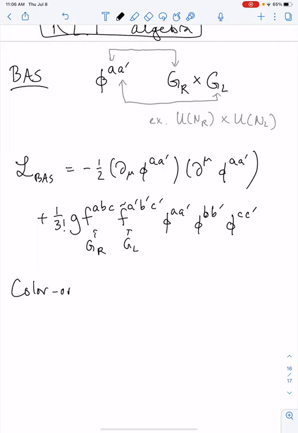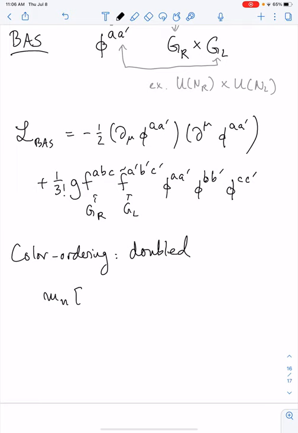The color ordering is double, in that there's a color ordering for the three amplitudes. There's a color ordering that's associated with the right sector, and a color order that's associated with the left sector. Now you notice here that I have right group on the left and left group on the right. That is not a typo, that is intentional, and you'll see why shortly.